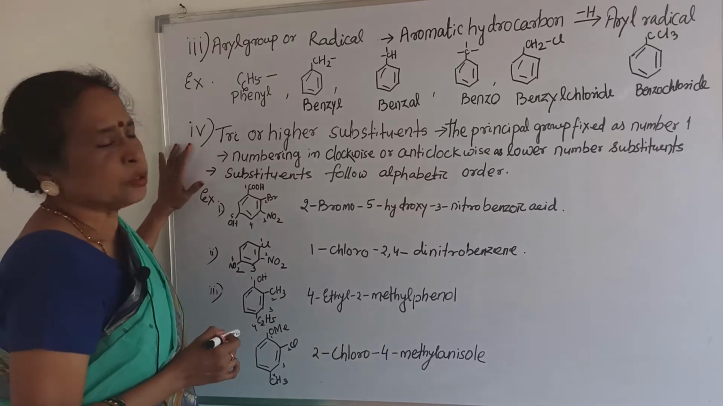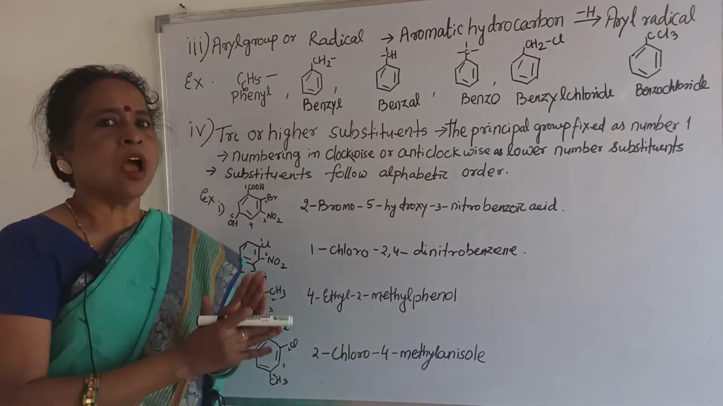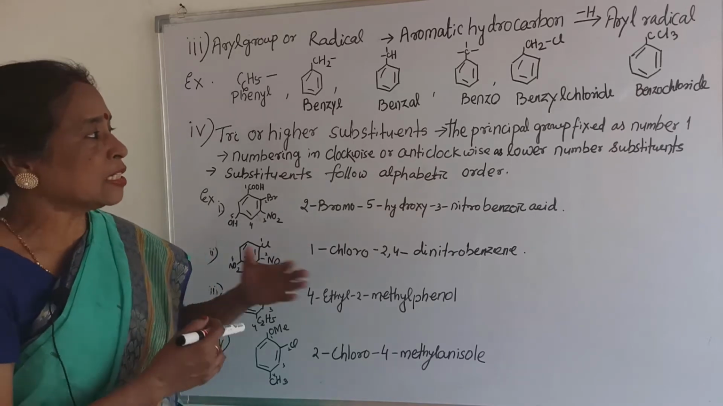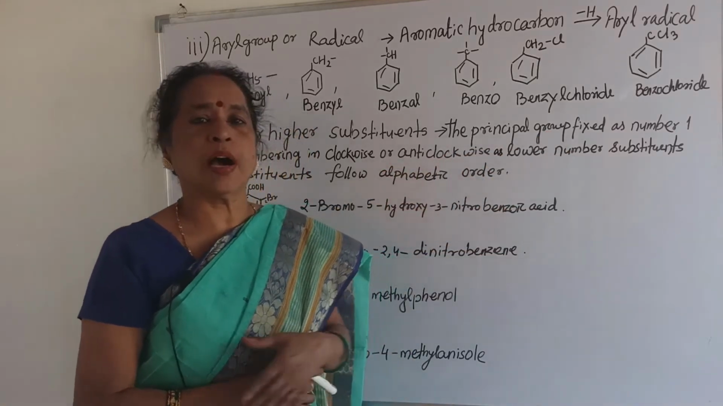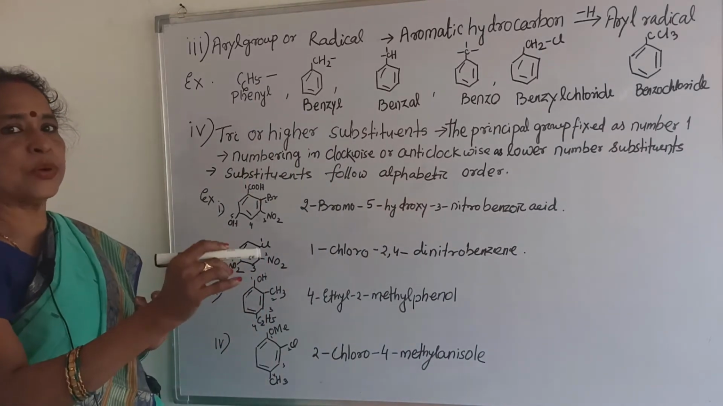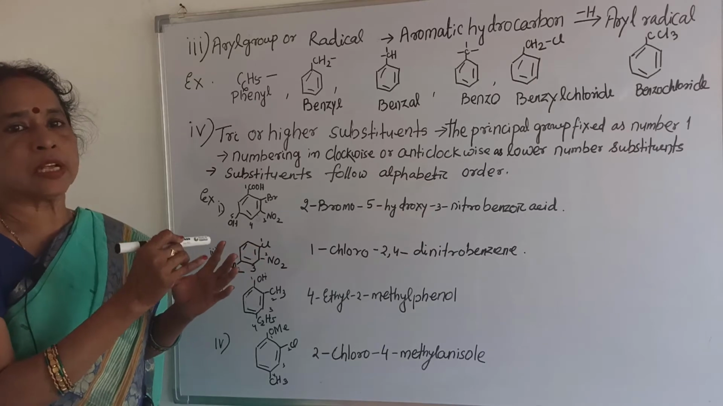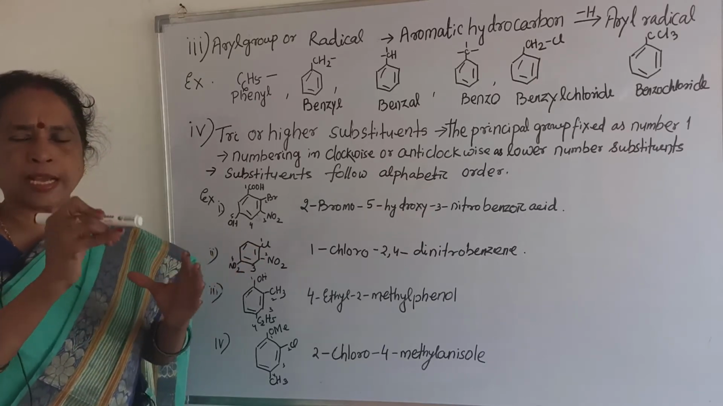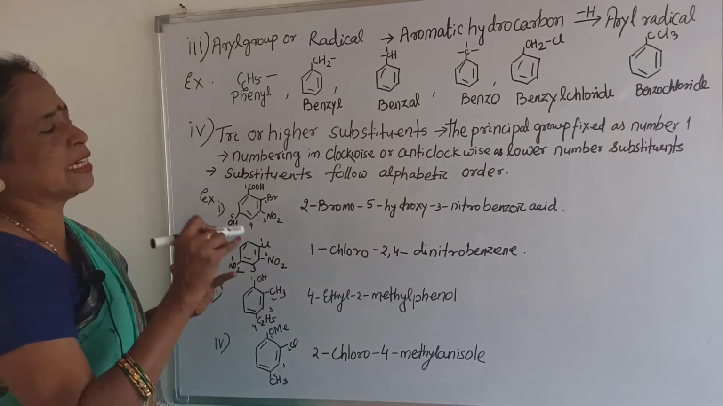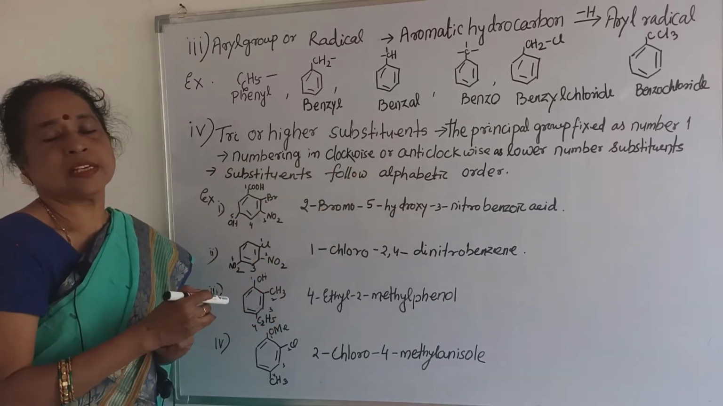Then come to the fourth point: tri or higher substituents. If 3 or more substituents are attached to the benzene ring, how can we name it? First we see the principal group, which is fixed as number 1, according to the priority order. We observe which one acts as the principal functional group. Suppose COOH and OH, 2 groups are there, then priority should be given to COOH, the carboxylic acid group. Then numbering in clockwise or anti-clockwise.